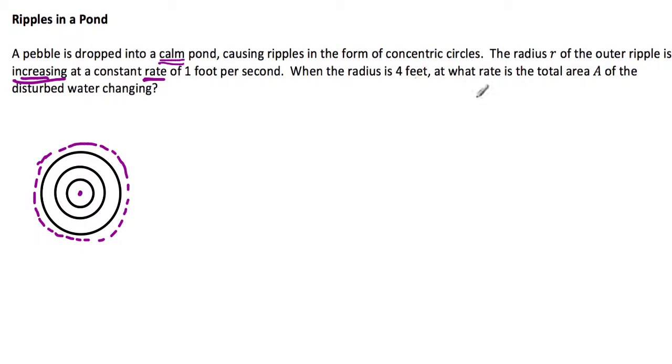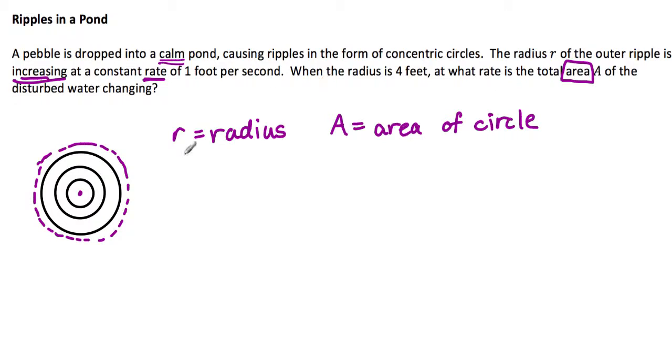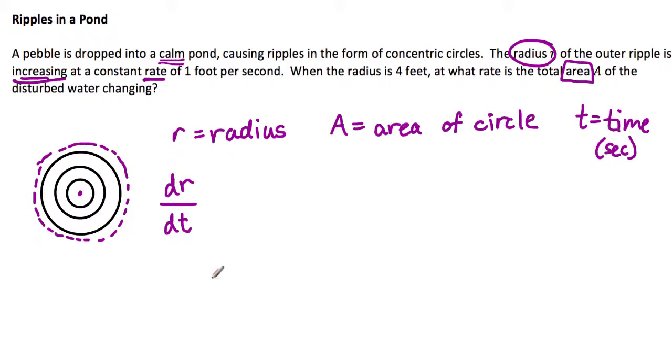First and foremost, I started sketching a picture of what was happening, and now I'm going to start identifying the variables that are given and the variables that we're trying to solve for. I'm given r, which stands for my radius. I also know I'm dealing with area here, so we'll go ahead and call A the area of the circle. We know t, of course, is going to be time. Now we have to translate the next part that says the radius of the outer ripple is increasing at a constant rate. So a rate, remember, is going to be the change of the radius with respect to time, so dr dt.